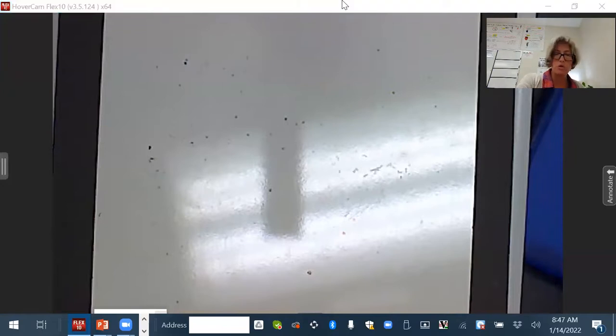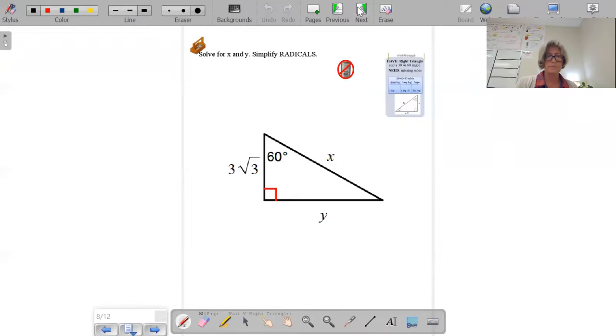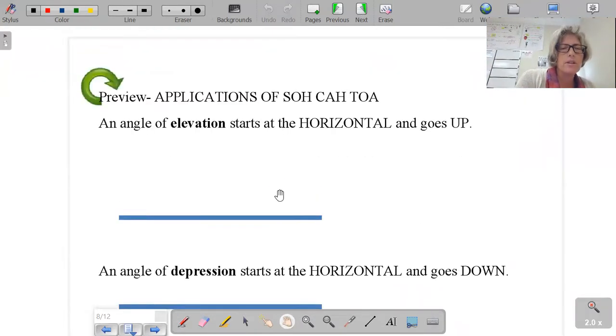Now we're going to apply those tools to practical, real-life problems. Before we do that, let's recap here. You need to understand the vocabulary of the angle of elevation and the angle of depression. We're going to recap that.